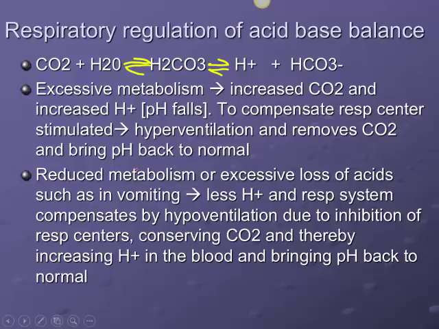If there's reduced metabolism or excessive loss of fluids, for example, when you're sleeping, you don't hyperventilate, your respiratory rate comes down. And excessive loss of fluids, say when you vomit, so you're losing hydrochloric acid. So there are fewer hydrogen ions, and the respiratory system will be able to save the hydrogen ions if it doesn't push out carbon dioxide. So if it hypoventilates, you keep whatever hydrogen ions are there back in the blood, so you raise the amount, and so you bring the pH back to normal. Okay?